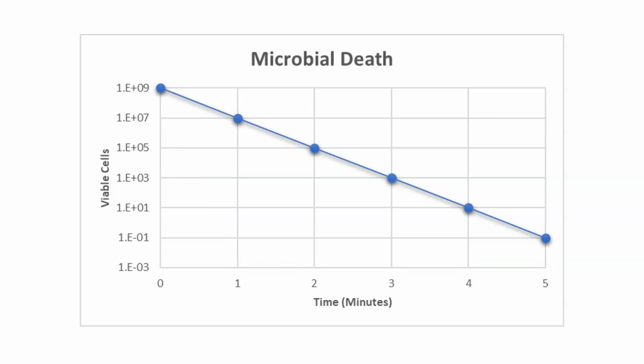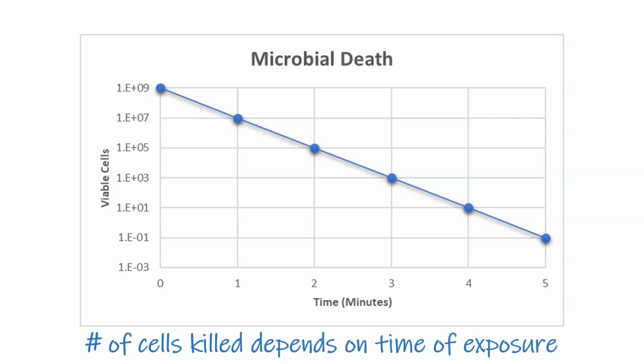It is more informative to graph microbial death using a logarithmic scale, just like we do for measuring microbial growth. Here you can see that the death rate is constant and approaches 0 at around 5 minutes after exposure. There are many different factors that influence microbial death, the first of which is time. The number of cells that are killed is going to depend on the time of exposure to a particular method.